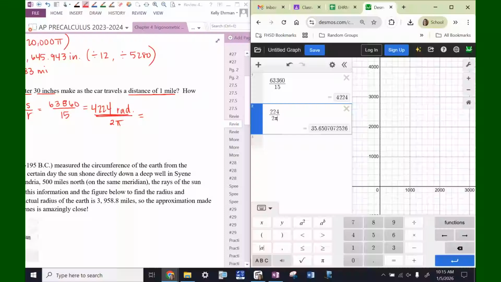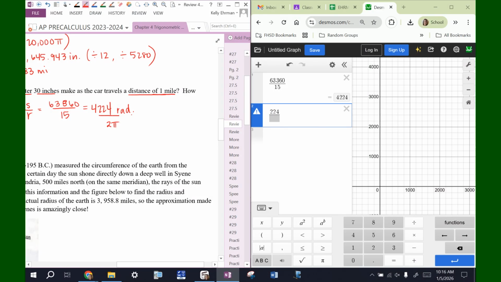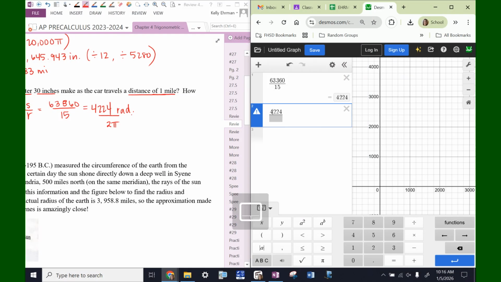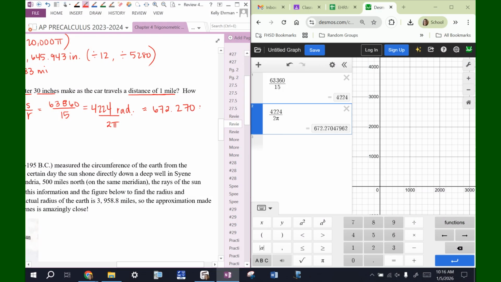Oh, wait, not divided. Sorry. If you multiply it by 2 pi, you're going to see how many, or no, wait, yeah. If we divide by, hold on, let's see. Revolutions times 2 pi gets you radians. Yeah. So radians divided by 2 pi. That's right. Gives me my answer. So let me get this up again. 672.270 revolutions. Sorry about that.